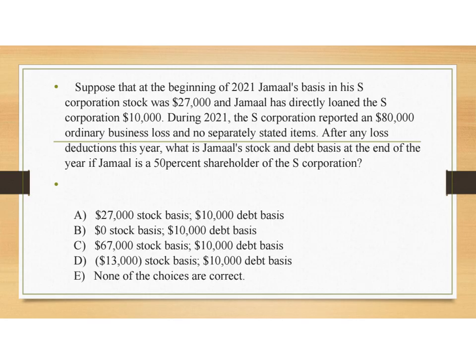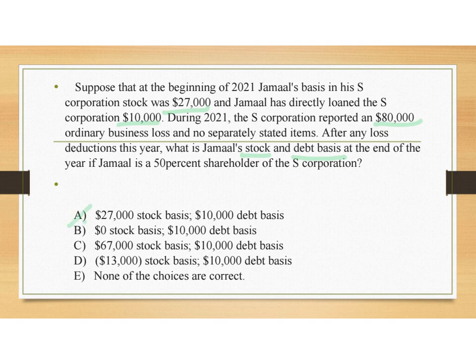All right, so this is a follow-on problem to our last one. So let's see what we got. At the beginning of 2021, Jamal's basis was $27,000. We know that. And he directly loaned $10,000, so that was his debt basis. He reported $80,000 ordinary business loss and no separately stated items. After the loss deductions this year, what is his stock and debt basis at the end of the year if he's a 50% shareholder? Okay.